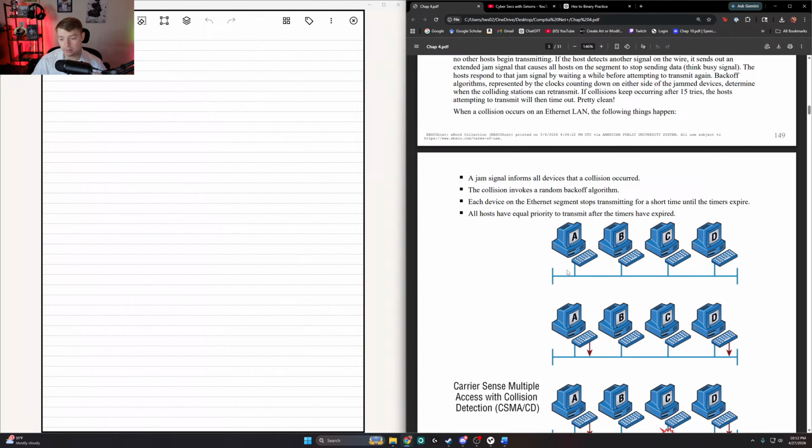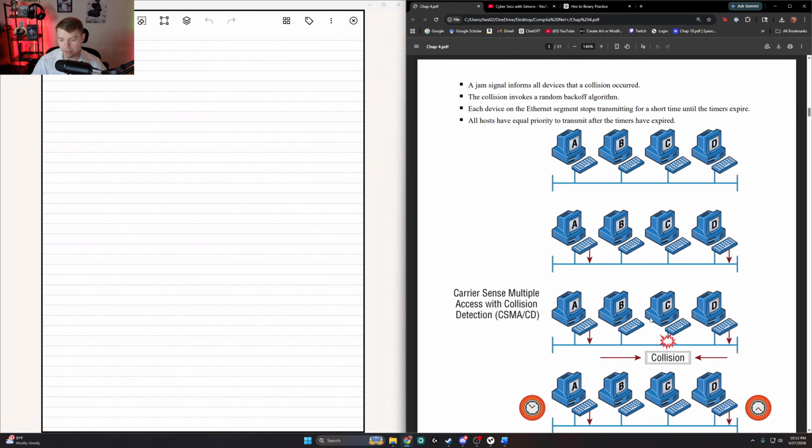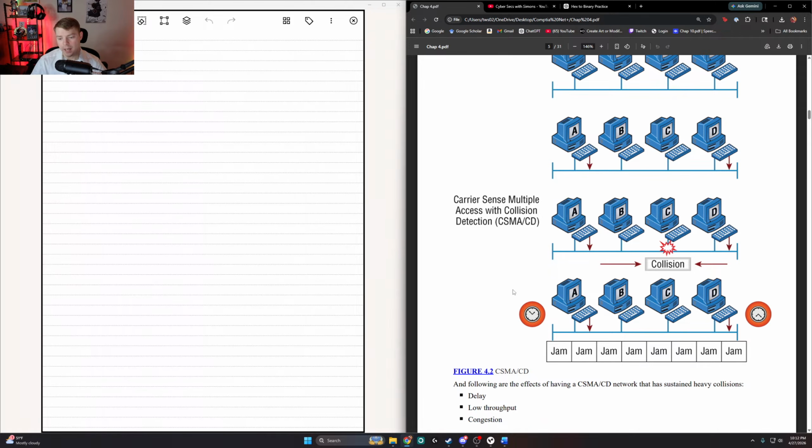So if there's a collision detected, we can see here computer A and computer D are sending out a signal at the same time. We have a collision on the LAN. What we'll do is send out a jam signal. That jam signal tells the computers, hey, you need to start a timer.